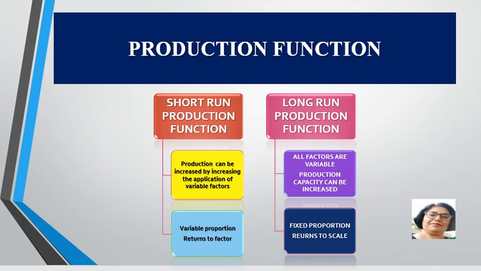So here in the short run we have returns to factor. In the long run there is no distinction between the fixed factor and the variable factors. All the factors are variable, so production capacity can be increased. But here we are using a fixed proportion. Like if we are using the capital and labor ratio 1 is to 2, that ratio will be fixed. And here we have returns to scale because our capacity can be increased.